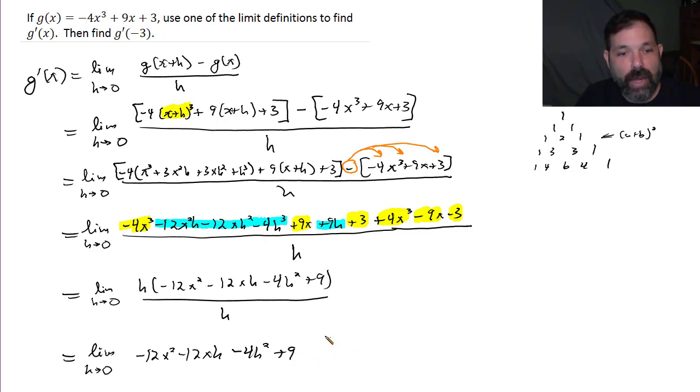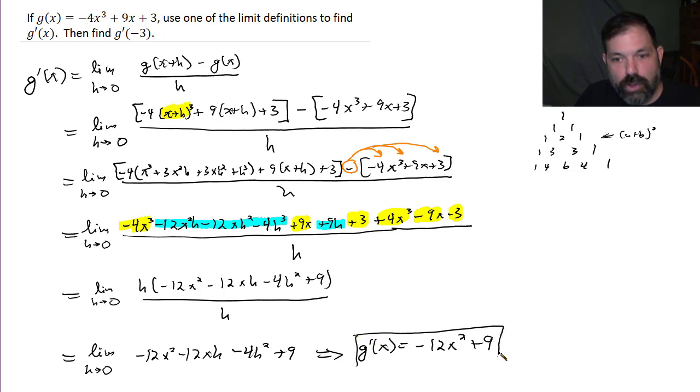Now, letting h actually approach 0, then g prime at x, letting h approach 0, the second term goes to 0, the third term goes to 0, I'm left with negative 12x squared plus 9. There's the derivative function.